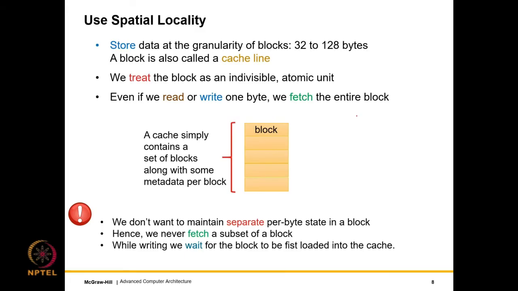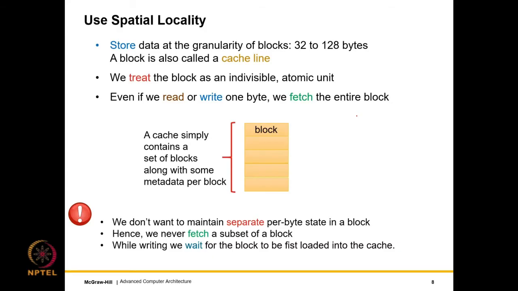Alright, so let us look at spatial locality. How do we leverage it? For spatial locality, instead of storing data at the byte level or at the level of what is called memory words, which are essentially blocks of 4 bytes, we can store data at the granularity of blocks, which are 32 to 128 bytes. A block is also called a cache line.